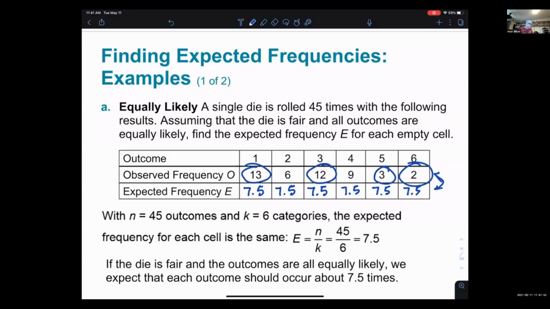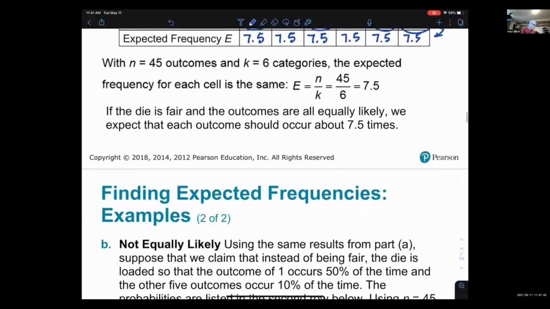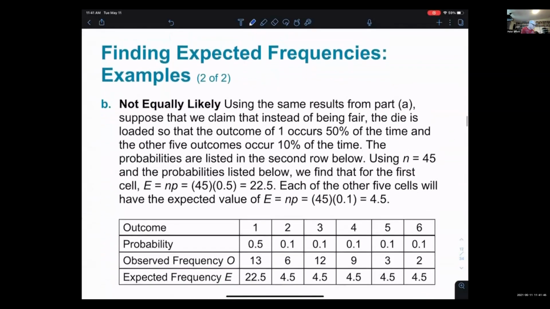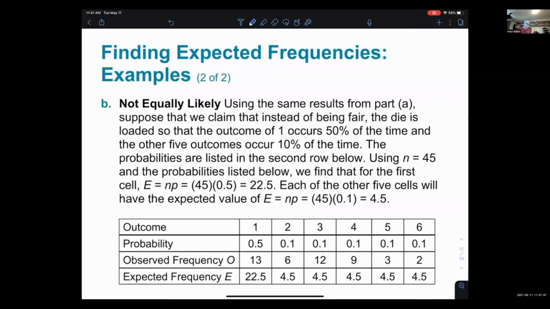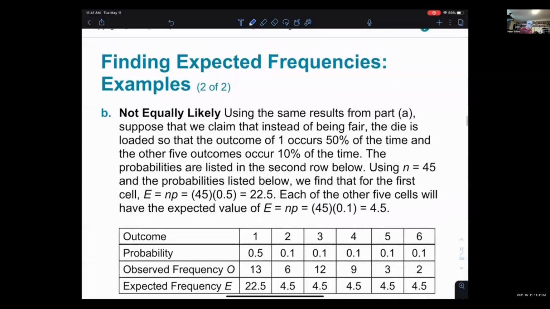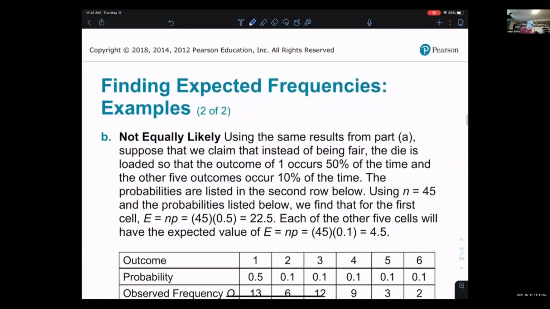All right, so in these first two slides, I think they were just focusing on how to get expected frequencies and understanding what that means in this simple example of being equally likely. So that was an equally likely example. Now the not equally likely example.